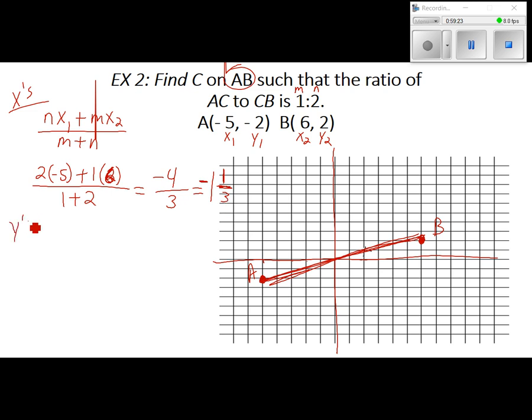For our y's, same formula, right? Just changes the x1 and x2 to y1 and y2. What's n? 2. What's y1? Ignore that stray mark going up through there. What's m? Y2, sorry. It's 2.